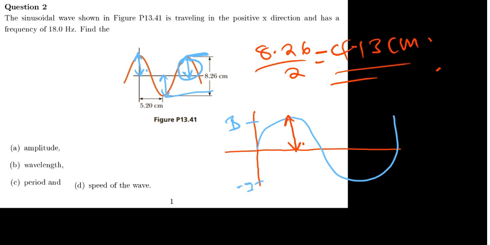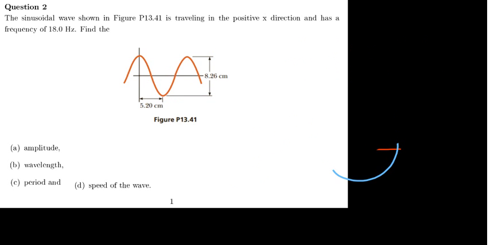Then find the wavelength. If you have been given a wave like this, how do we find the wavelength? Let me put the amplitude here, which is 4.13 centimeters. So for the wavelength, it's 5.20 times 2, because wavelength is the distance between two successive troughs or crests.